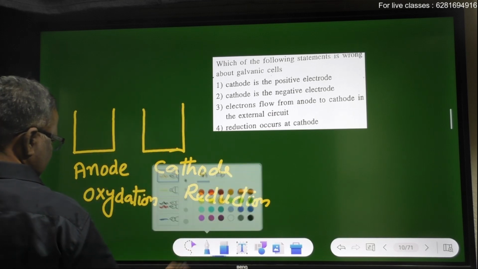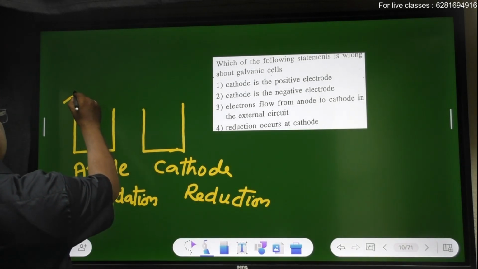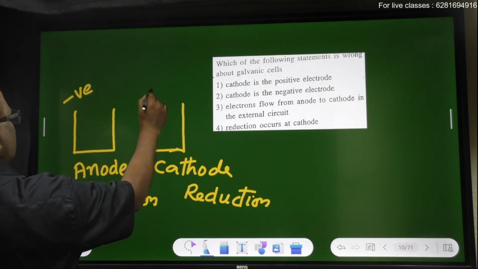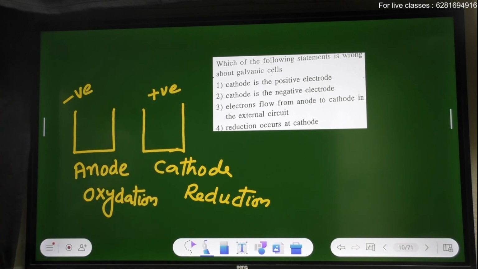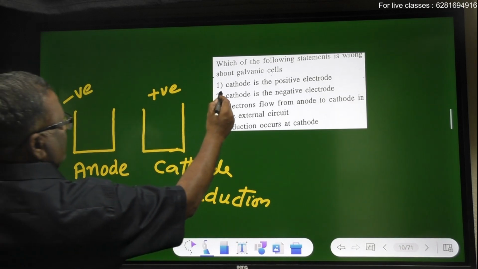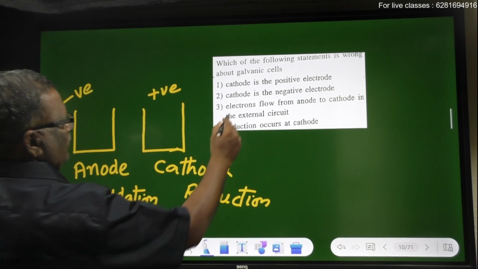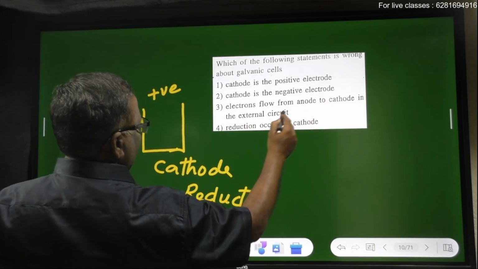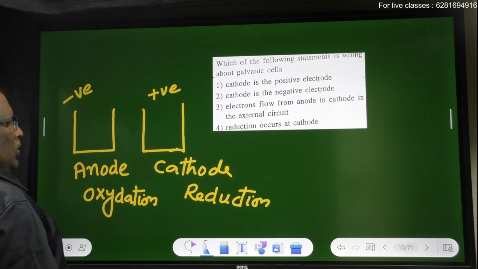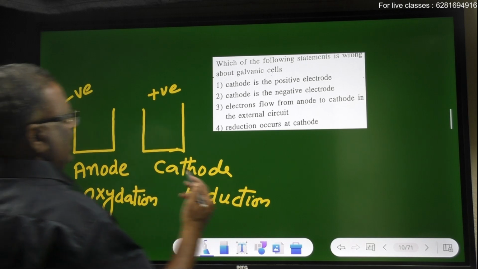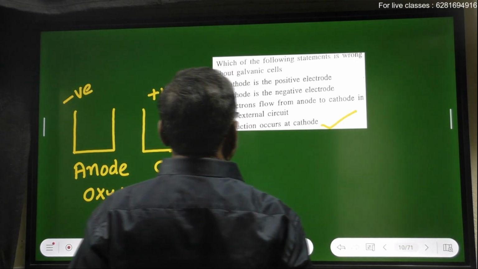Anode is represented with negative sign and cathode is represented with positive sign. So this is a galvanic cell. Electron flows from anode to the external circuit. Reduction occurs at cathode. So whether it is a galvanic cell or voltaic cell, reduction occurs at cathode.